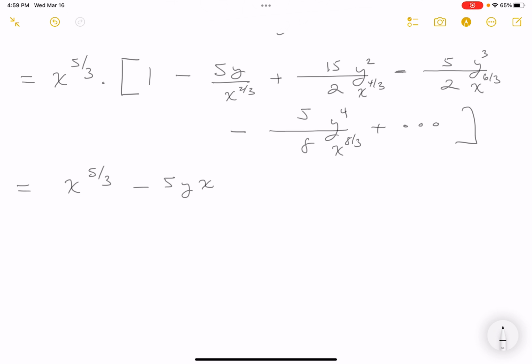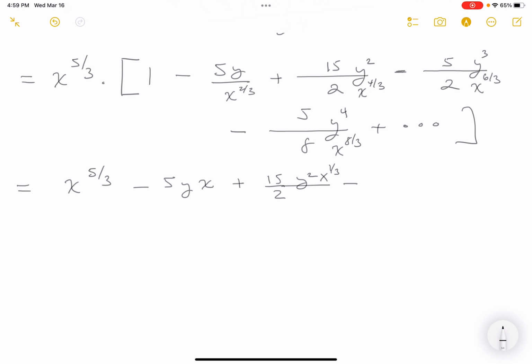Let's go to the next term. Plus 15/2. I get the y squared. And you would get, let's see what you'd get there. You get x to the 1/3. Let me see if I did that right. X to the 1/3, right? 4/3. Yeah, 1/3. All right. Let's go to the next term.